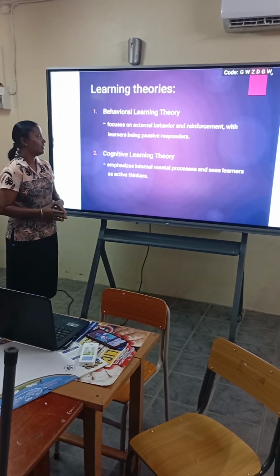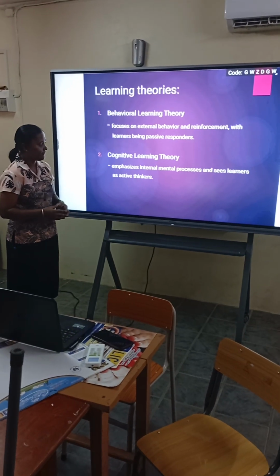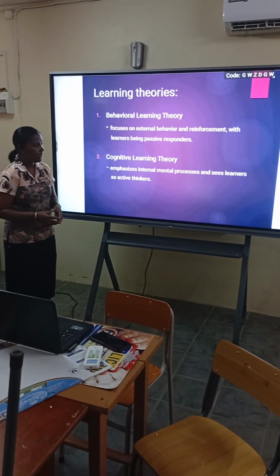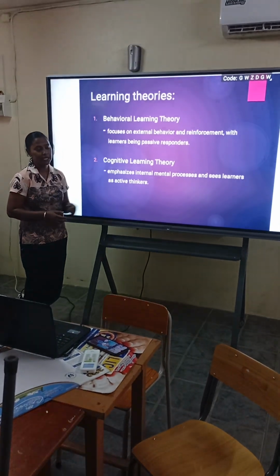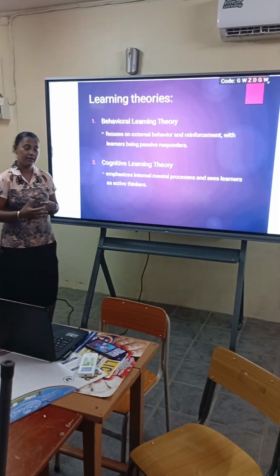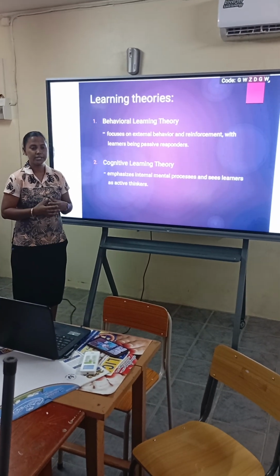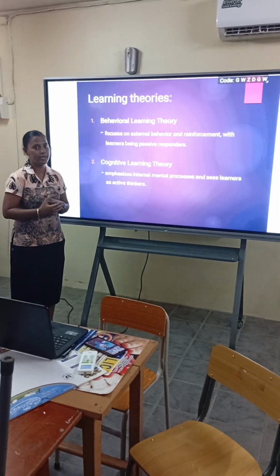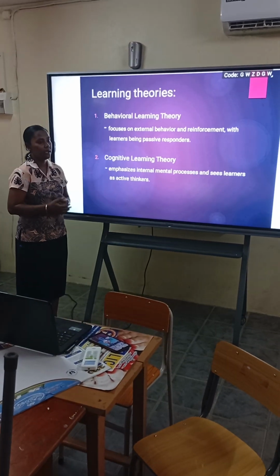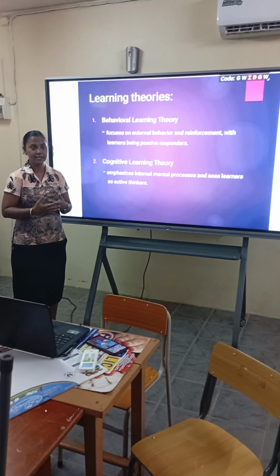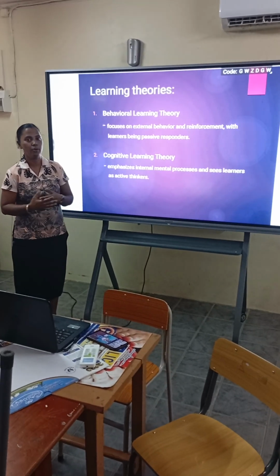teachers. Moving on further, looking at cognitive learning theory, it emphasizes internal mental processes and sees learners as active thinkers. Here, teachers use a variety of different strategies that ensure that the students learn in different ways. When different strategies are used in cognitive learning theory, students do discovery learning. So that motivates them to do better.